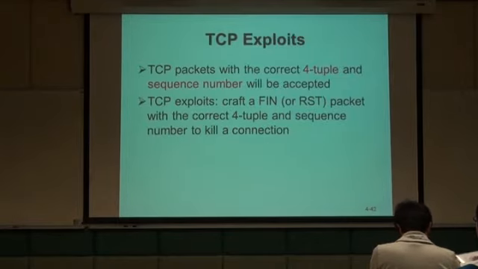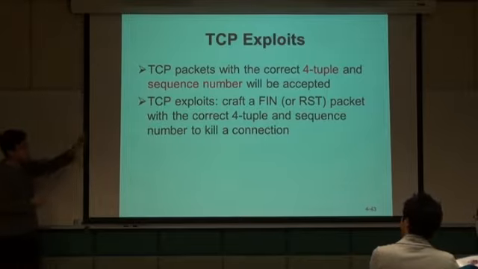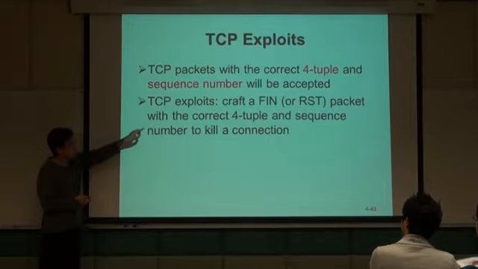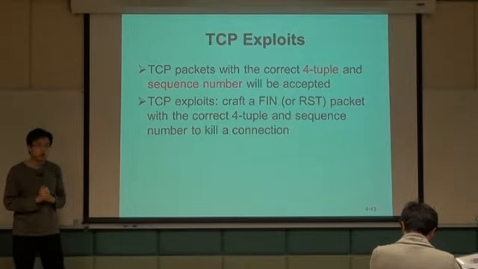So the idea is, as long as the four-tuple is correct and the sequence number is correct, with both of these pieces of information correct, then the TCP packet will be accepted. So the idea of the TCP exploit is that I will generate a fake FIN packet or a reset packet with the correct four-tuple and sequence number to kill the connection.